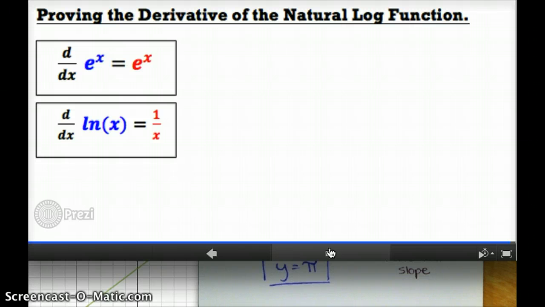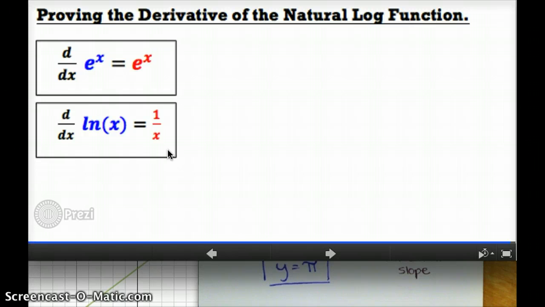So now that you know how to do implicit differentiation, I can actually prove to you that the derivative of the natural logarithm is 1 over x. Before, you just had to kind of believe me based on the graph, and we used the inverse function, and it was convincing, but it wasn't really proof.